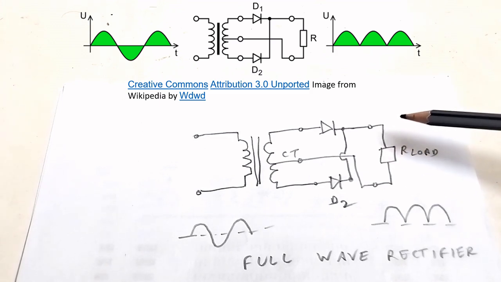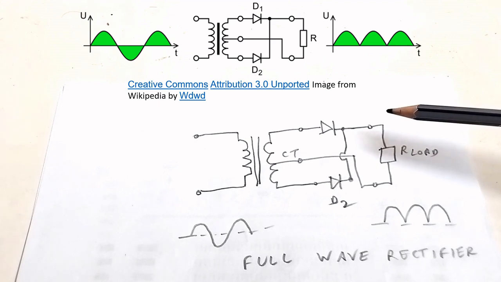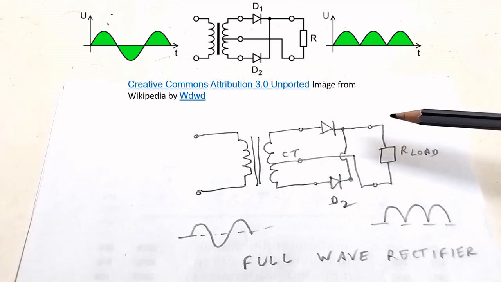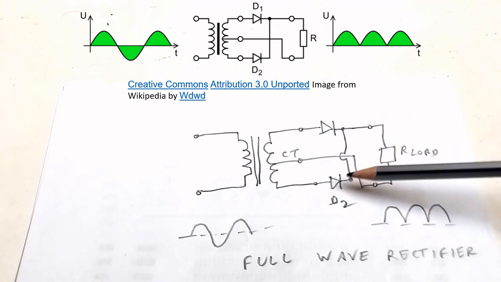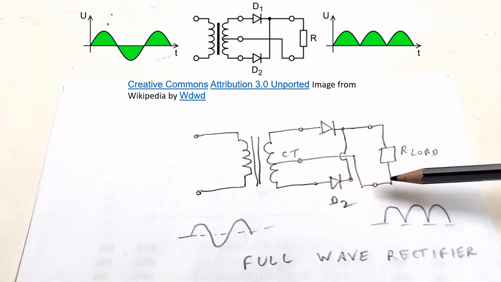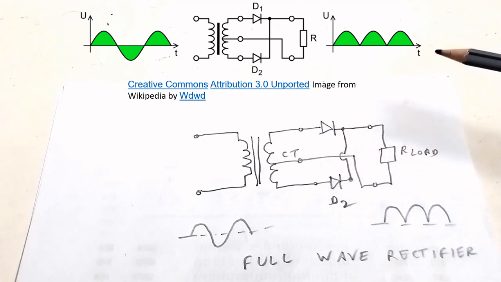This is a full wave rectifier, because during one half of the cycle current will flow through one diode, and during the second half of the alternating current cycle current will flow through the other diode.